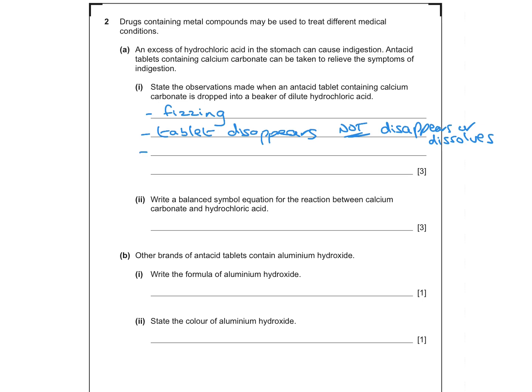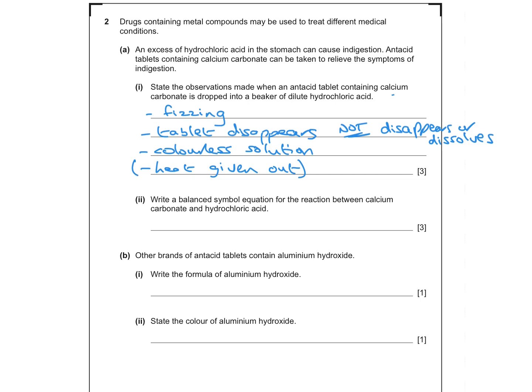A colourless solution forms, because we're going to get calcium chloride. And calcium is a group 2 element. And remember, groups 1 and group 2, when they form compounds, the compounds are white solids, and the solutions of the compounds are colourless. So you could get a colourless solution. Another one you could put in is heat given out. Okay, so 3 out of those 4.